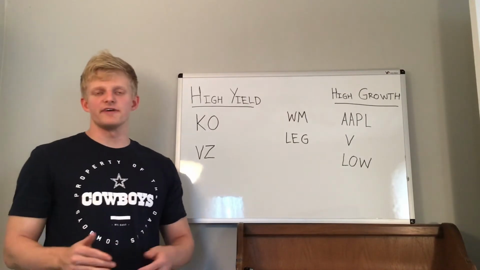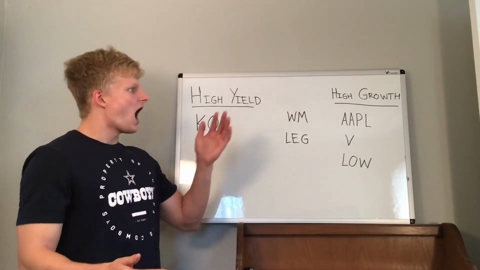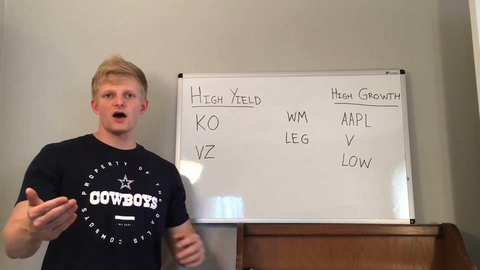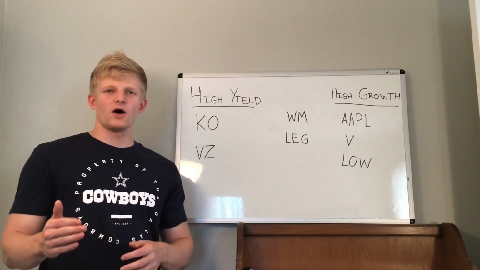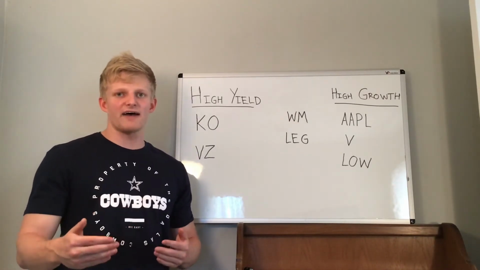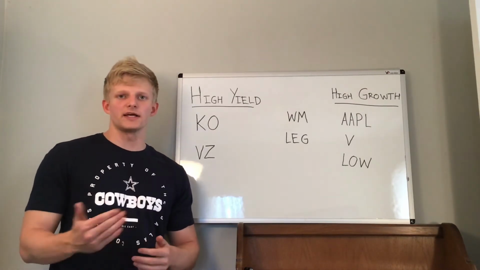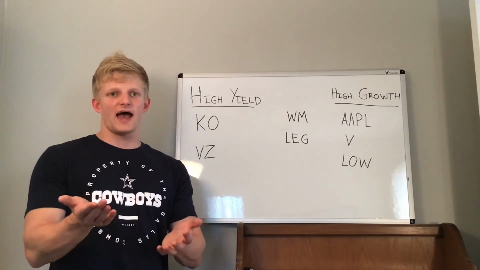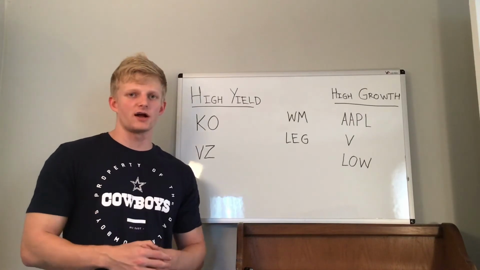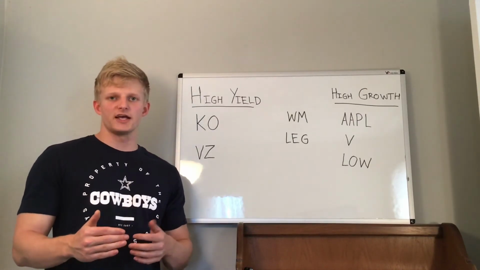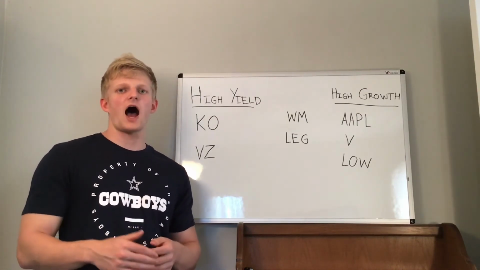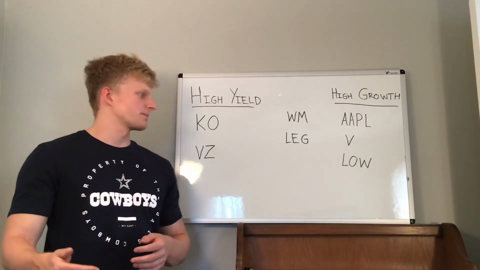Visa is kind of an extreme case of a high growth dividend paying stock. Their yield's very low right now. I think it's around 0.5%, and it might even be lower than that. But based on the earnings that Visa has, the amount of money they're earning per share, there's a very high chance that Visa will pay out a higher dividend in the future.